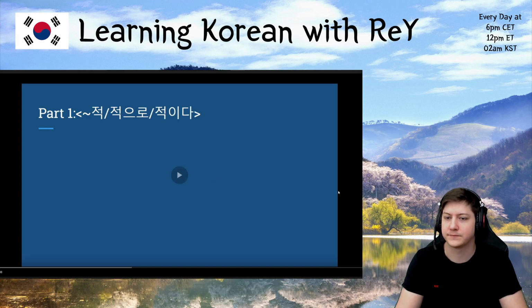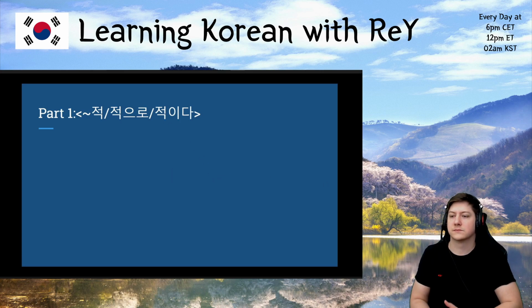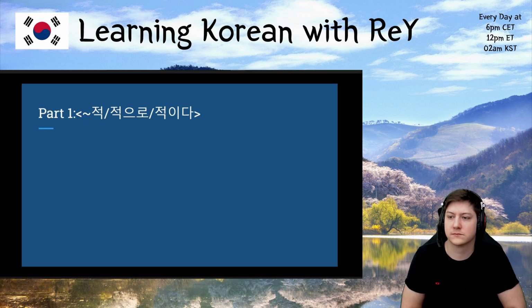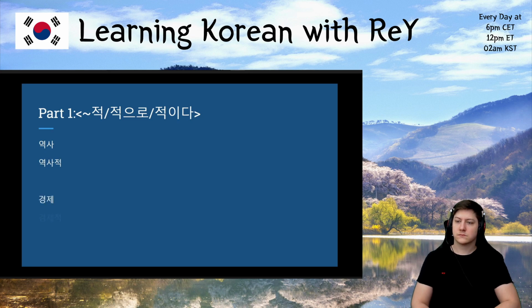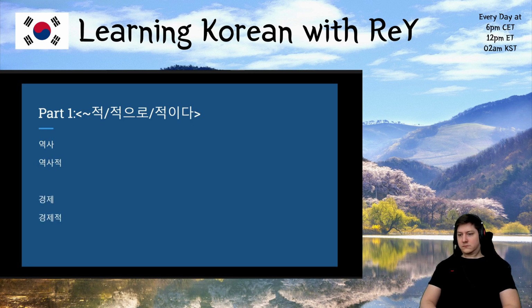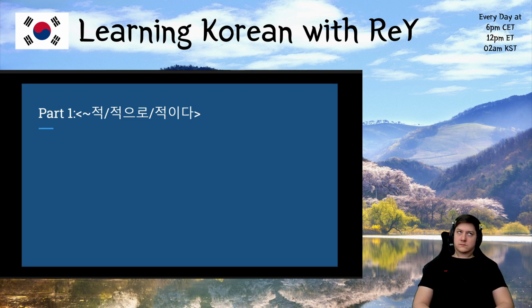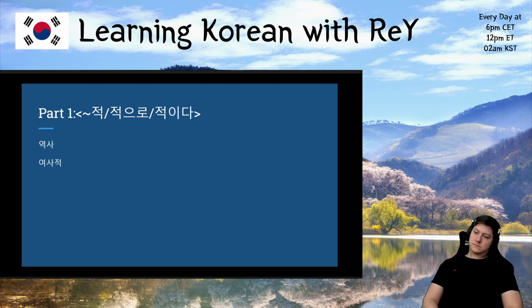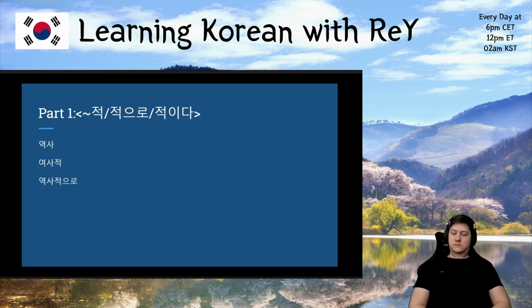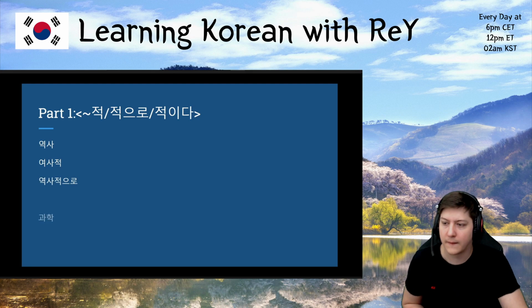So let's see. When 쪽 is attached to a noun, you get the meaning of relating to. So, for example, 역사, history, becomes 역사적, historical, or related to history. 경제, which means economy, becomes 경제적, which means economic. Now, let's look at 쪽으로. Basically what it does is it adds like an ly at the end. So, 역사, history, historical, 역사적, and then 역사적으로, historically. So you added that little ly at the end. Same thing with science, 과학.